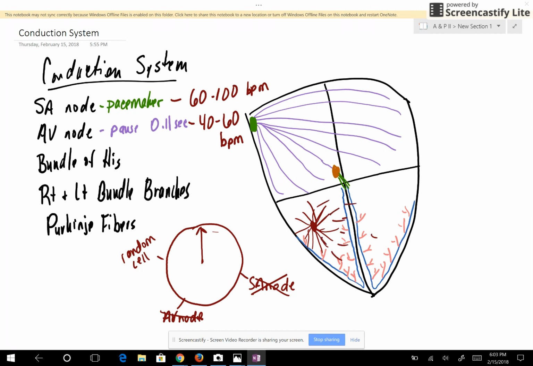A random cell would actually cause the ventricles to contract somewhere around 20 beats per minute. And those are the parts of the conduction system of the heart, how they're in order, and why the SA node is known as the pacemaker.